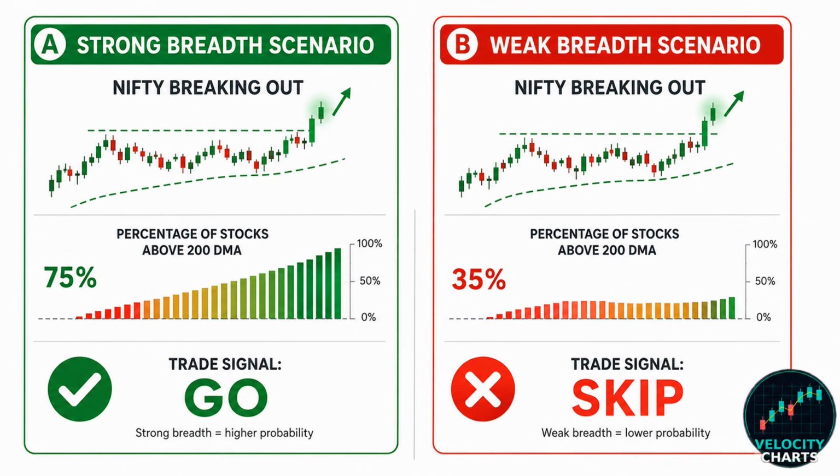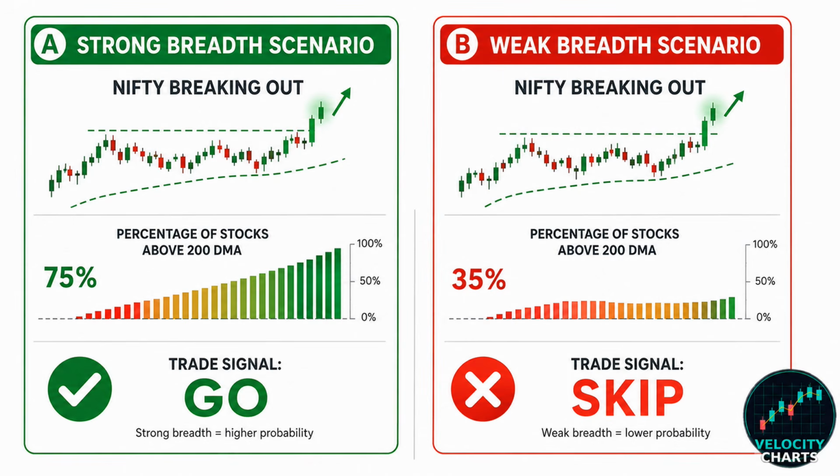Now, the practical bit. Breadth filters your trades. If you're about to go long on a Nifty breakout, check breadth first. If less than 50% of stocks are above their 200 DMA, the breakout is fragile. Skip the trade or reduce size. If 70% or more are above, the breakout has fuel. Trade it with conviction.